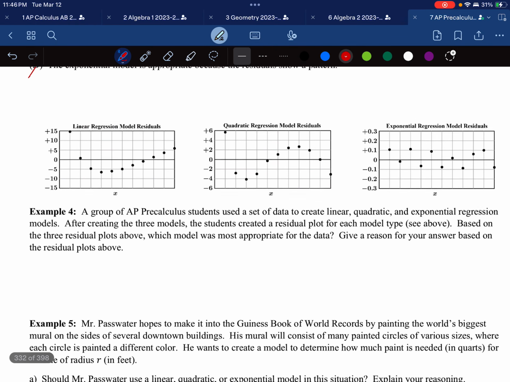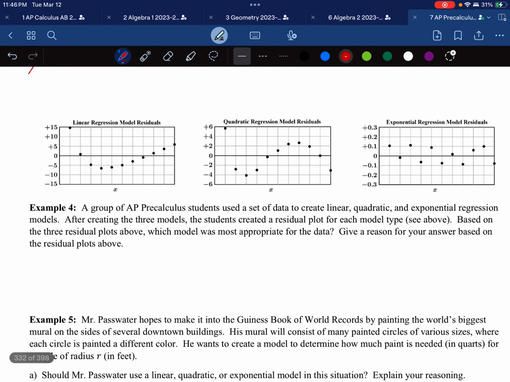All right. Example 4, I'm going to read this. A group of AP Precalculus students used a set of data to create linear, quadratic, and exponential regression models. You can notice the linear, quadratic, and exponential regression models. After creating the 3 models, the students created a residual plot for each model, see above. Based on the 3 residual plots above, which model was most appropriate for the data? And we have to give a reason.